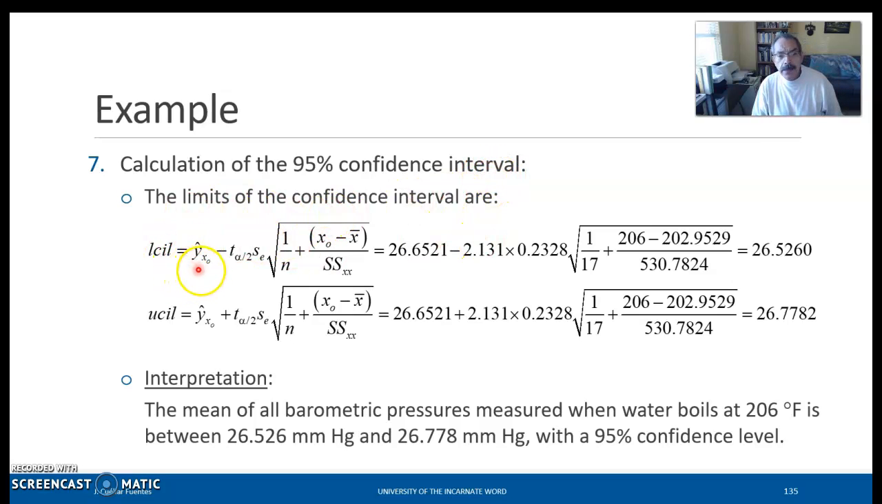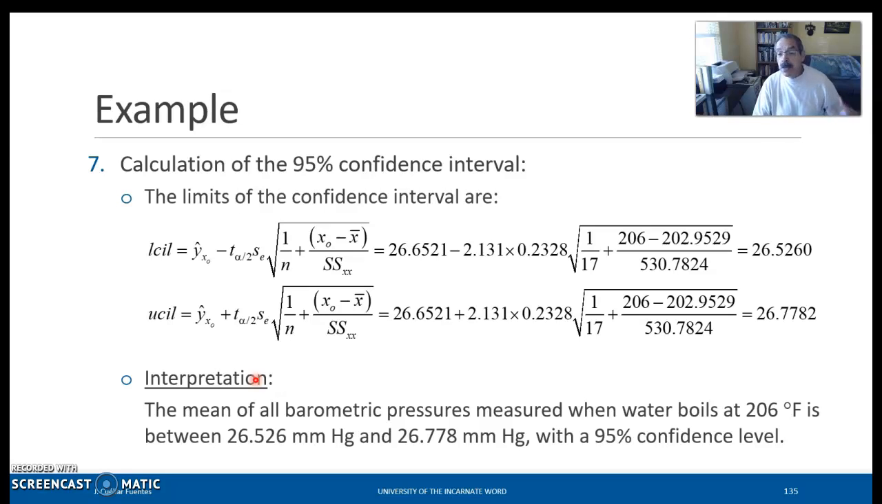Again, this y hat at x0 is a prediction from the sample regression model, and that's 26.6521. Then we have the t-value, the standard deviation of the residuals, the number of observations, and then this value at which we want to predict. That's the temperature, 206, the average of the temperatures, and the sum of squares of the x's. If you put all these values together, you find that the lower confidence interval limit is 26.5260. And using the same formula, but adding this part to the estimate from the regression equation, we find 26.7782.